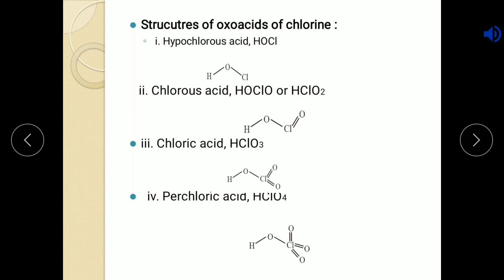First one is distinguish between alpha sulfur and beta sulfur. Second one is draw the structures of oxoacids of sulfur along with their oxidation states. And third question is draw the structures of oxoacids of chlorine along with their oxidation states.